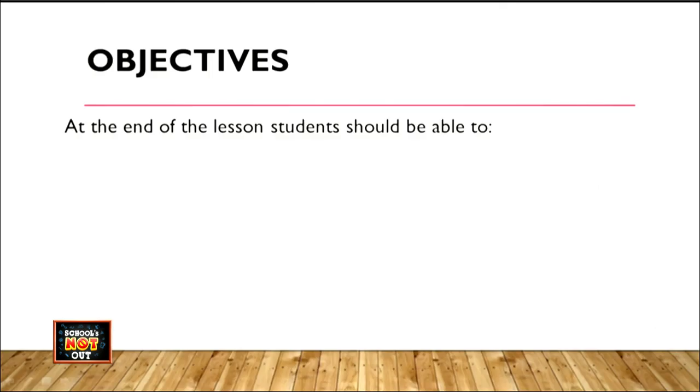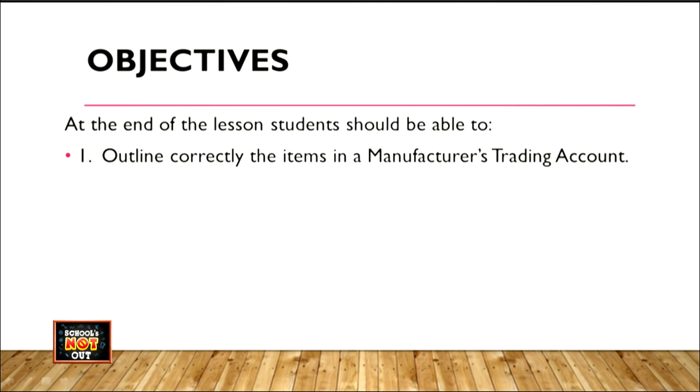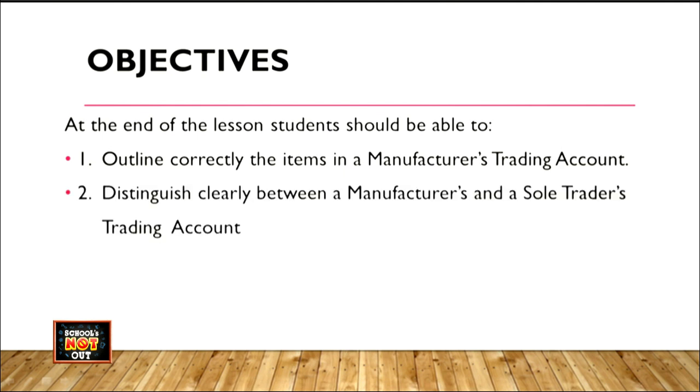However, before we delve into today's lesson, let us establish our objectives. What is it that we really intend to achieve today? At the end of the lesson, students should be able to outline correctly the items in the manufacturer's trading account. Secondly, students should be able to distinguish clearly between a manufacturer's trading account and a sole trader's trading account.